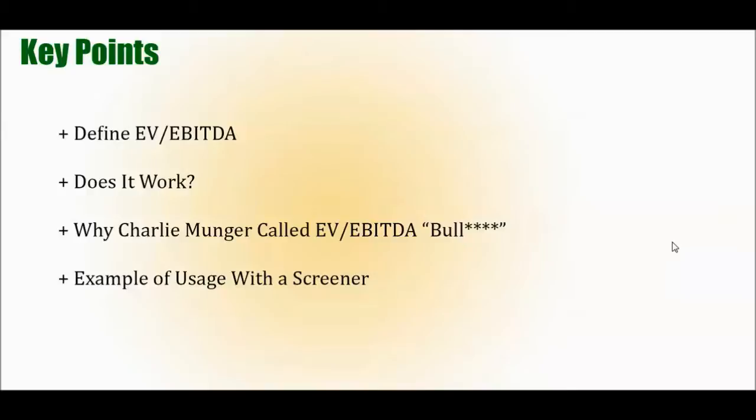Then we'll take a look at why Charlie Munger, Warren Buffett's partner, called it a BS tool and why he doesn't like it. So we'll look at some of the criticisms of it. And then we'll apply some usage of it to a screener, see how traders can actually use the indicator using stock screeners to find stocks that may be undervalued based on EV over EBITDA, as well as some pitfalls and some things that investors should bear in mind.